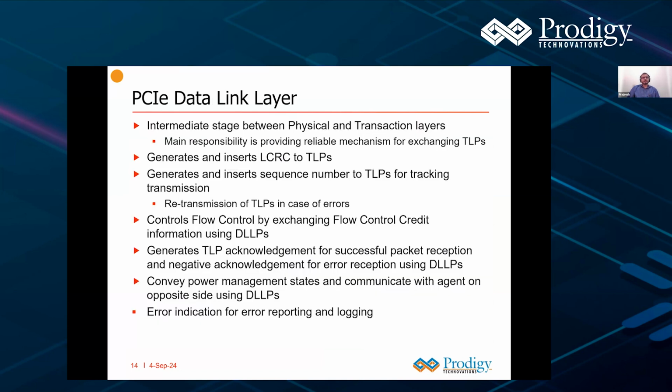Now coming to the data link layer, it is an intermediate stage between the physical and transaction layers. Its main responsibility is to provide a reliable mechanism for exchanging TLPs. As I mentioned, it generates the LCRC and inserts it into the TLP. It generates the sequence number for tracking the TLPs and for retransmission in case the TLPs are not received correctly. It also controls the flow by exchanging flow control credits. I think we'll come to that later when I explain that packet. It also gives the acknowledgement and NAK for all the transactions, conveys the power management states, and has error indication and reporting functionality.